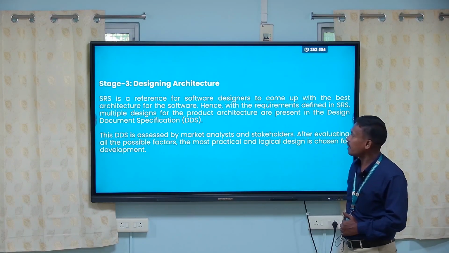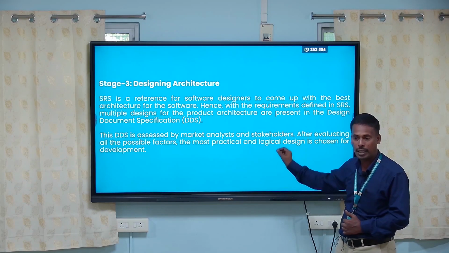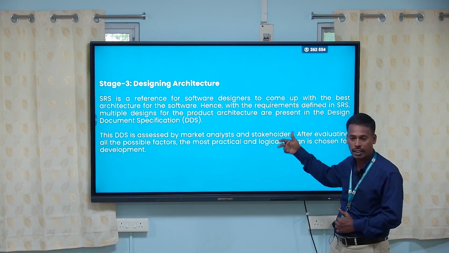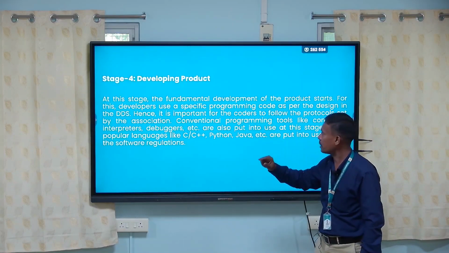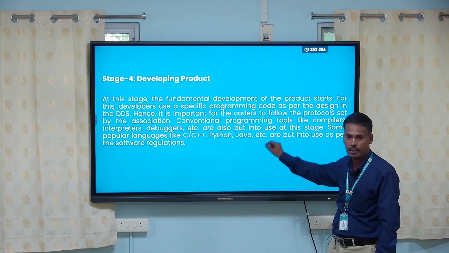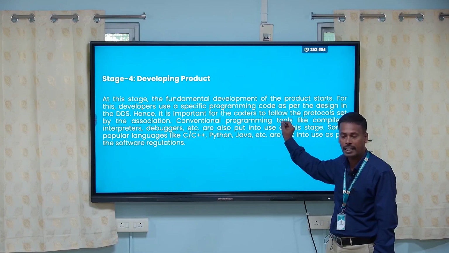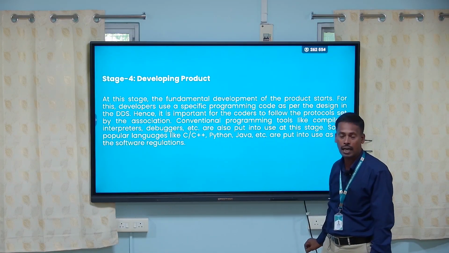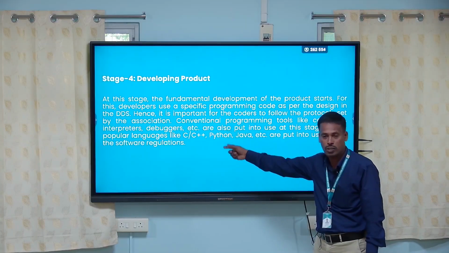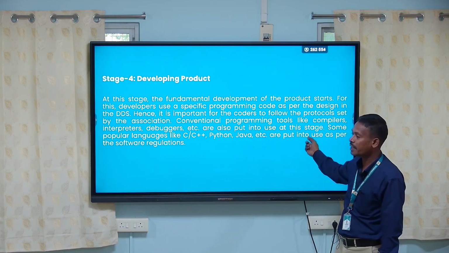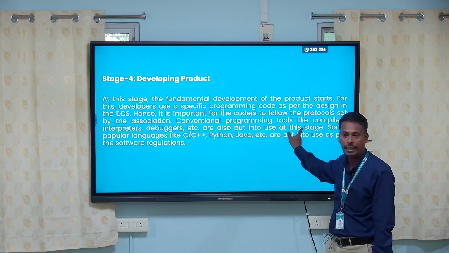And the third one is designing architecture. For example, here is the architecture diagram; all the architecture, that is, the design, is developed in this design architecture. And this is developing the product, which is nothing but implementation or writing the code for the problem. We can use C, C++, Java, Python, or any high level programming language for writing the code.